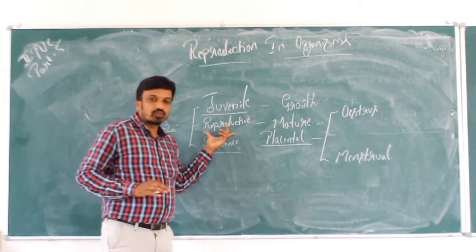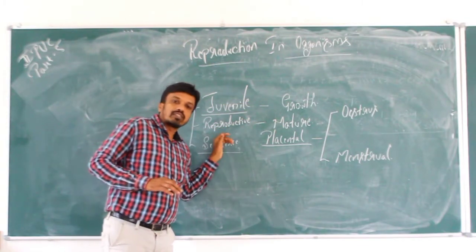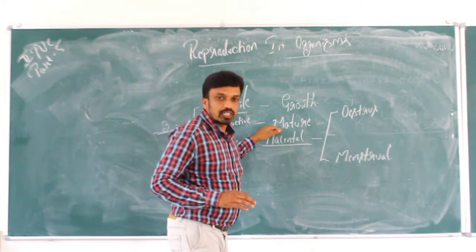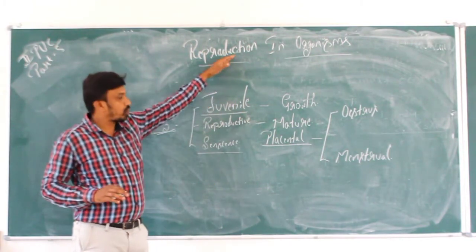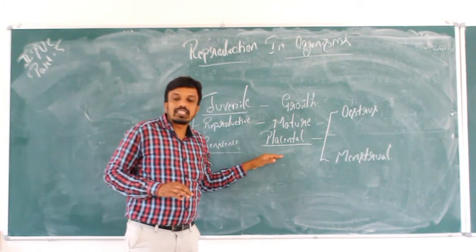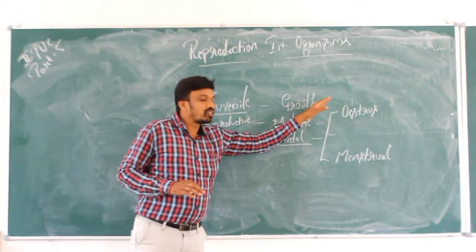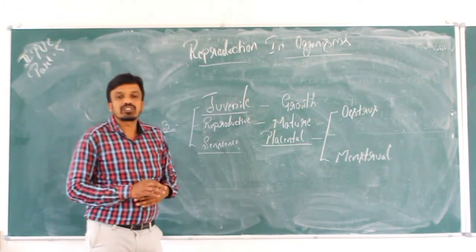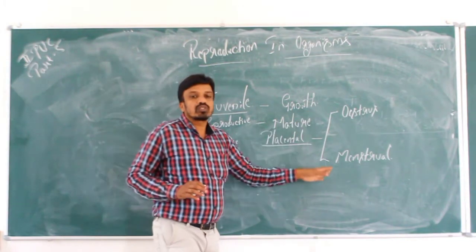Next, reproductive phase, it is the actual phase of maturity. Here the organisms are going to mature, attain sexual maturity to enhance the sexual reproduction. So the reproductive cycle in placental mammals is of two types, estrous cycle and menstrual cycle. So it is going to ask for 2 marks.